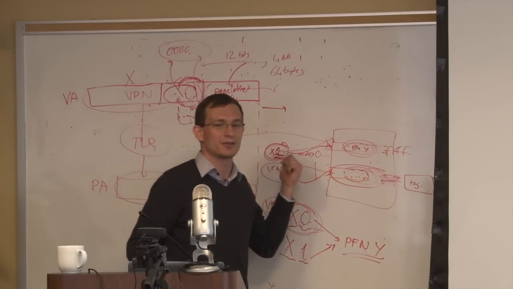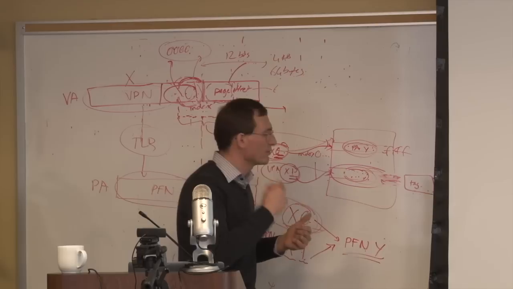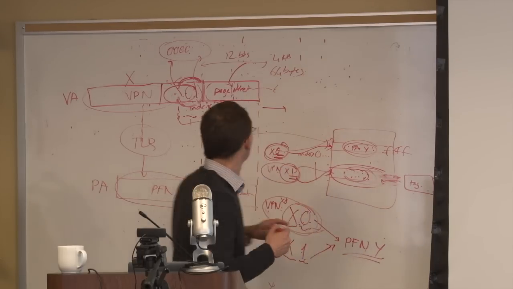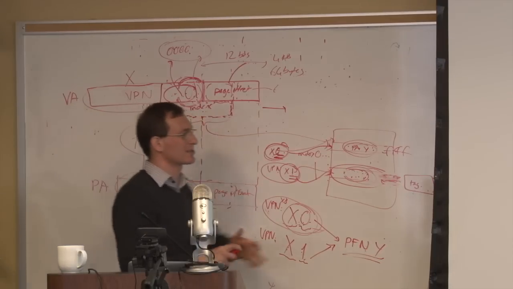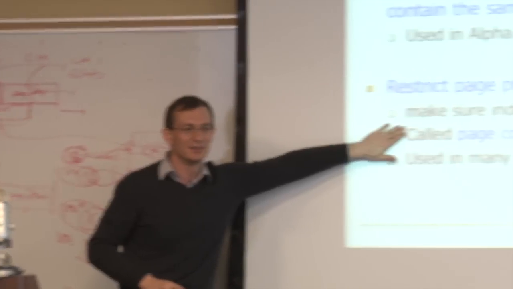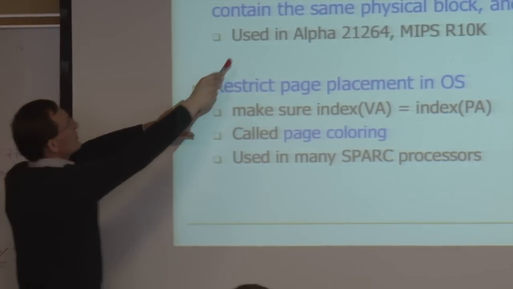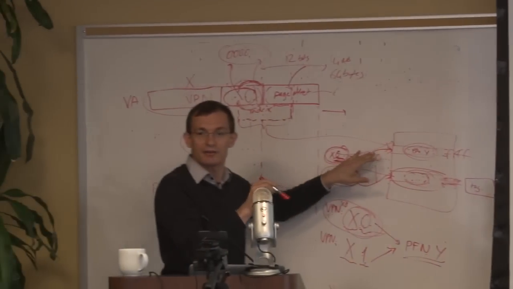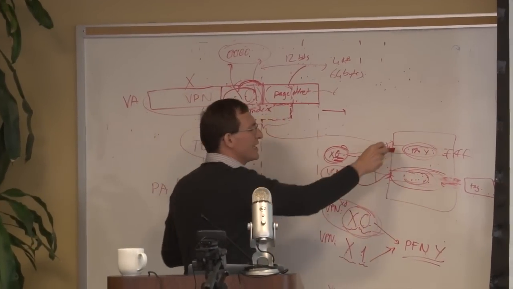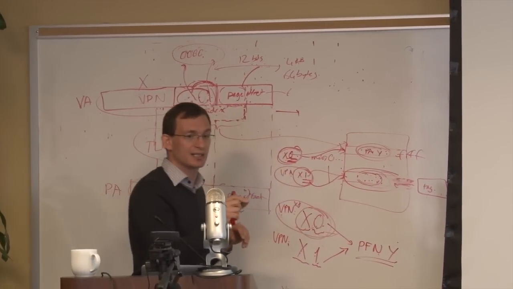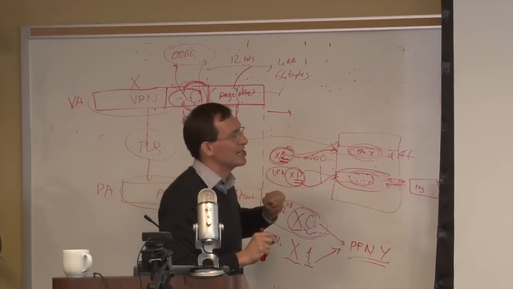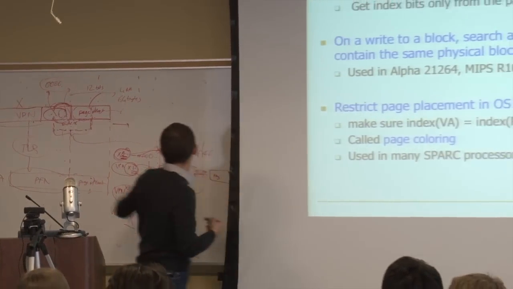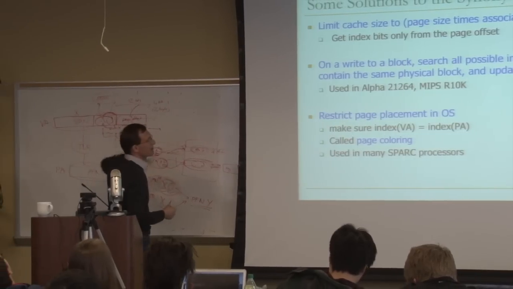Now that's expensive, right? Whenever you do a write to one of them, you have to do 15 cache lookups. Well, that's a problem. That's why you would like to minimize the number of index bits, and that's why this other solution exists. If you would like to use this solution, there needs to be hardware doing this on every store to a block, searching the remaining possible locations where the same physical block can be located in the cache. And the bandwidth consumption grows with the number of index bits that come from the virtual page number.